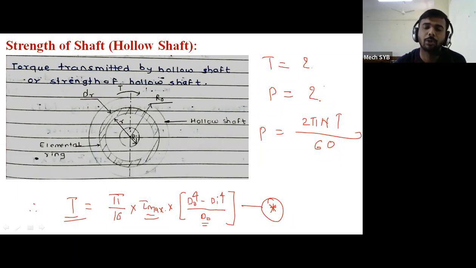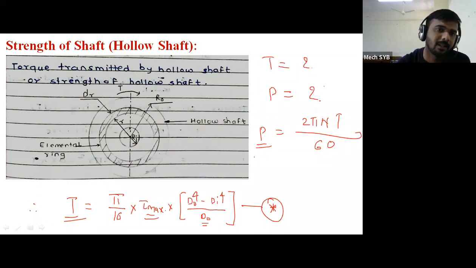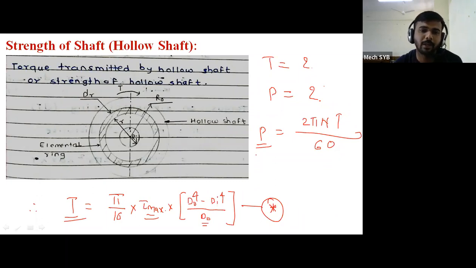This torque value we can put in the power formula, and you will get the power transmission capacity also. Means again, for the strength of the hollow shaft, we have to calculate their torque transmitting capacity and their power transmitting capacity in order to check the strength of hollow shaft. Concept is same for both solid and for the hollow section, only formulas are different.